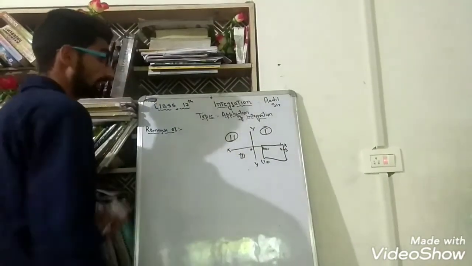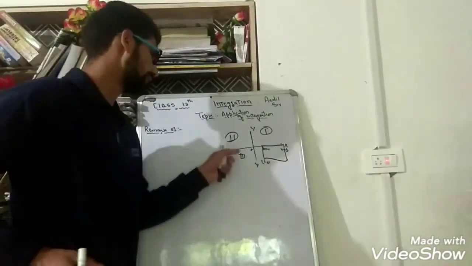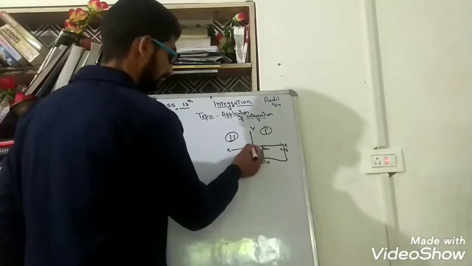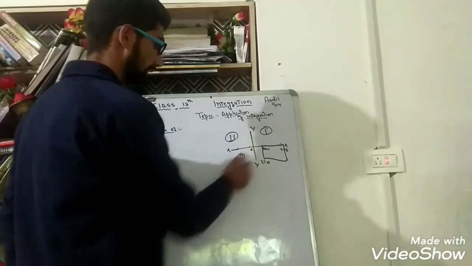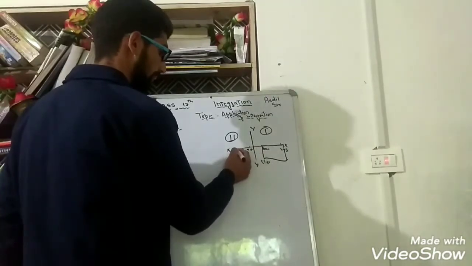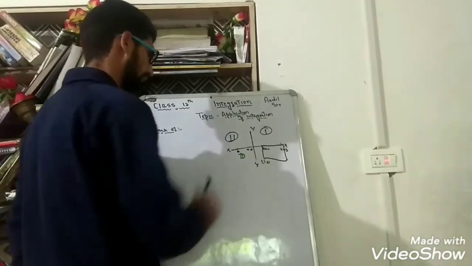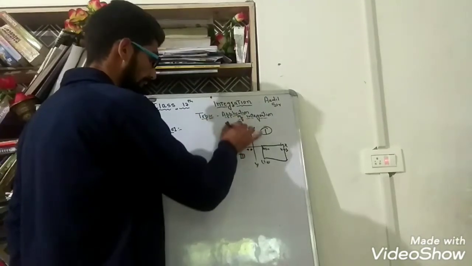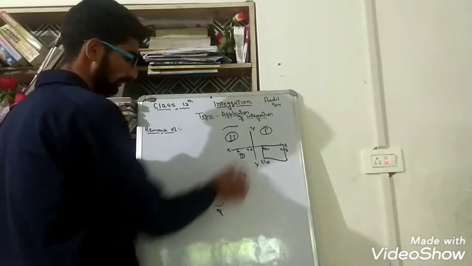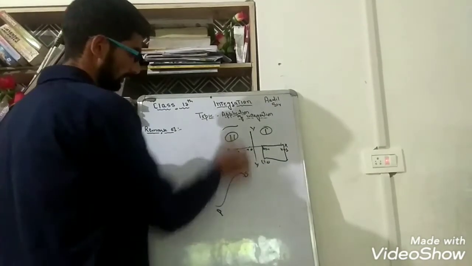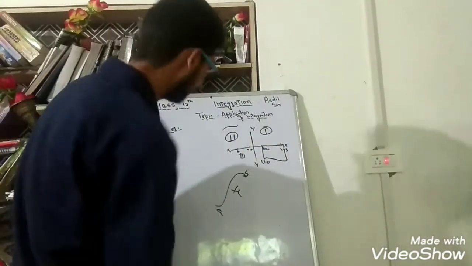Now, if our curve is given continuous in the second quadrant, and we have to find the area from x equal to a to x equal to b, but the curve is here. At that time, the area is again equal to the integral from a to b of f of x dx.